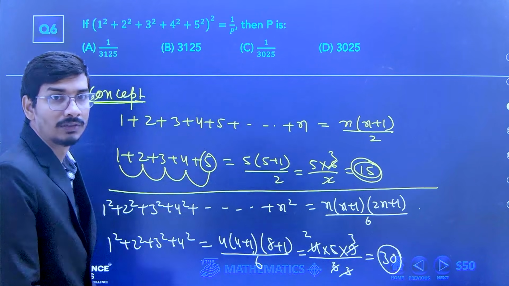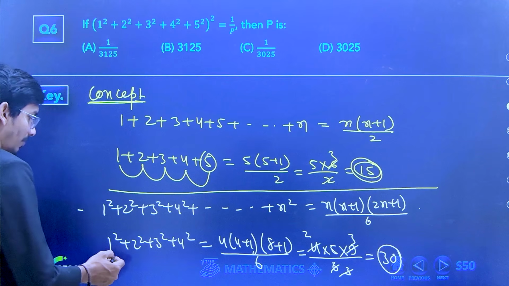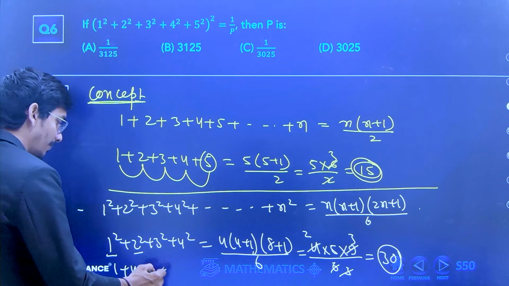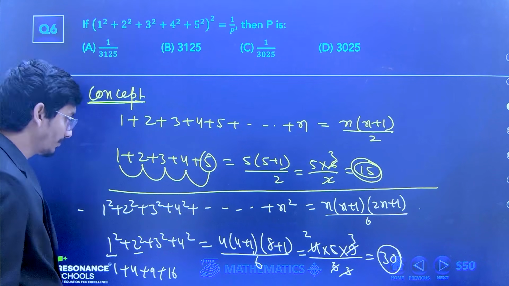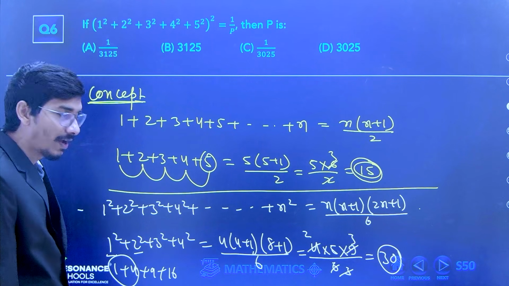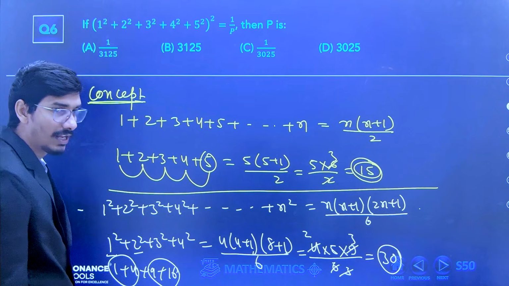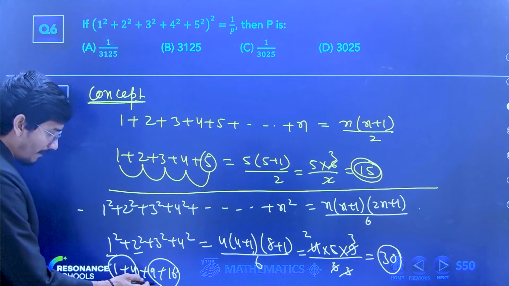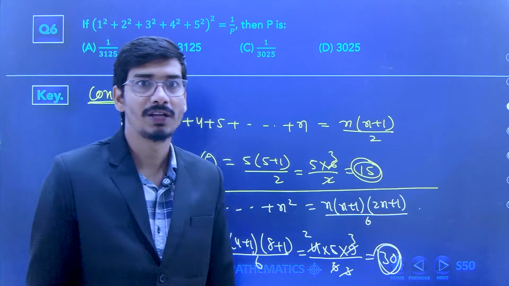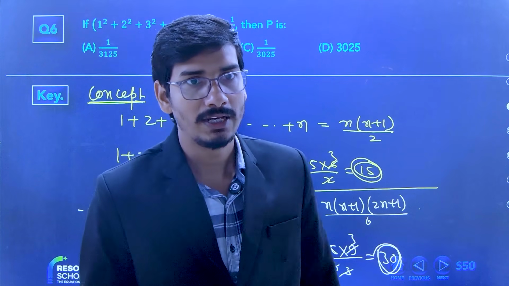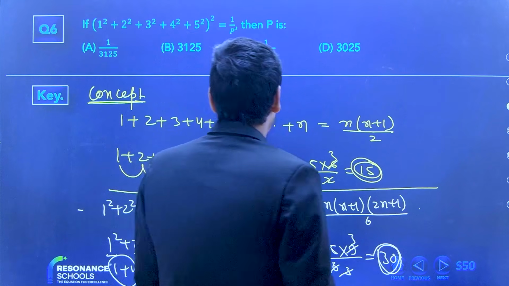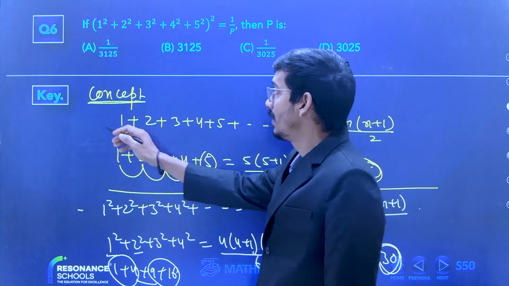So we are getting the value 30. In the same way, when we add these numbers, 1 square is 1 and 2 square is 4, 3 square is 9, 4 square is 16. 1 plus 4 is 5, and 9 plus 16 is 25. 25 plus 5 is 30. It means the formula is working, yes or no? The formula is working. So we can apply this concept in this question.